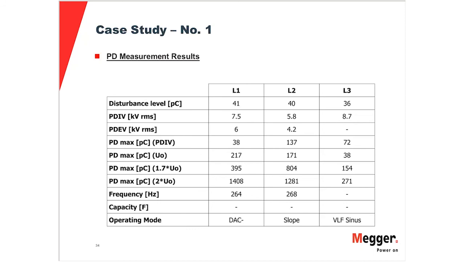Phase L2, we see 171, which is a couple of factors above ground noise level by using the slope technology, and very, very interesting, using the sinusoidal waveform, no partial discharge at all. So that's the reason why the other 2 parties couldn't find any partial discharge, because they have both been using the VLF sinusoidal, and this is completely misleading, and I really want to highlight this point.